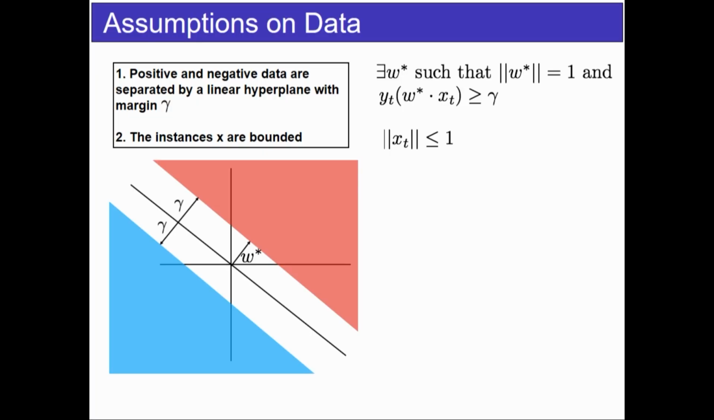This algorithm is valid in whatever condition. It's a very popular algorithm. But for you to prove something about it, once again, you have to make assumptions. The assumption is that there is positive and negative data, and they are separated by a linear hyperplane with margin gamma. By margin, I mean that the distance of the positive data from the separating hyperplane is gamma, and the distance of the negative data from the hyperplane is also gamma. So that means that there is some kind of wiggle room.